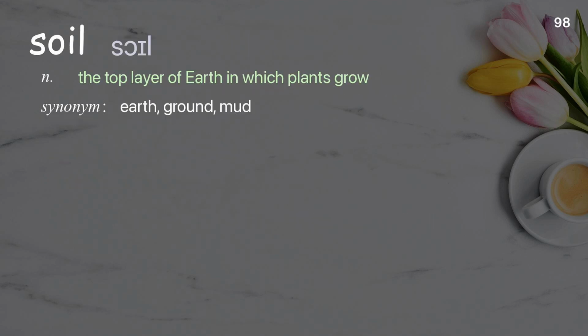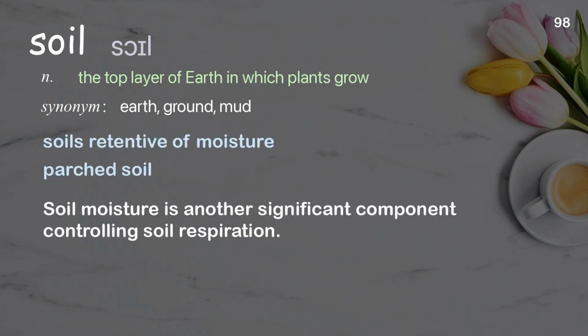Soil, the top layer of earth in which plants grow. Examples: soils retentive of moisture, parched soil. Soil moisture is another significant component controlling soil respiration.